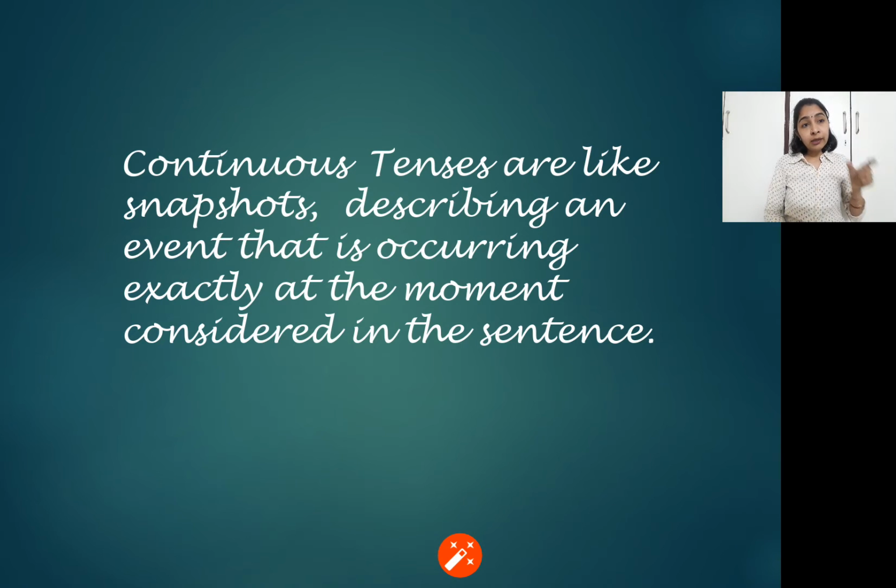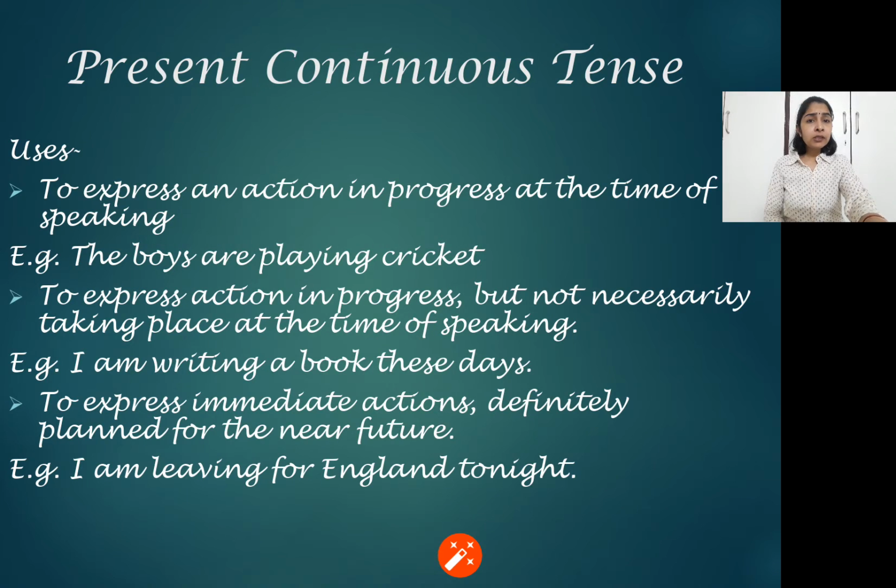So in the continuous tense we have past continuous, present continuous, as well as future continuous tense. The structure of all three types of sentences is different. In this video we will study the uses, where we use these tenses, and the structure of the sentences in the different kinds of tenses, that means in past, present, or future. So let us start with the first one, and that is the present continuous tense.